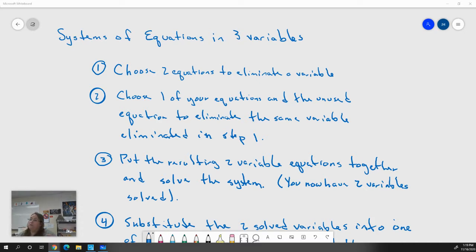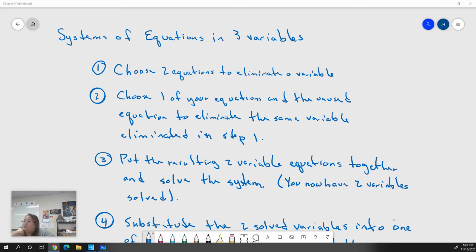The first thing that we would do, excuse me, just reading through them, I will show you how it all works when we get to the bottom. The first thing you're going to want to do of the three equations is choose two of the equations and eliminate one of the variables. And I'm going to show you how to do that. Step two, you're going to choose one of your equations and then the unused equation and eliminate the same variable that we eliminated in step one. So if we eliminate y in the first step, then we want to eliminate y in the second set of equations.